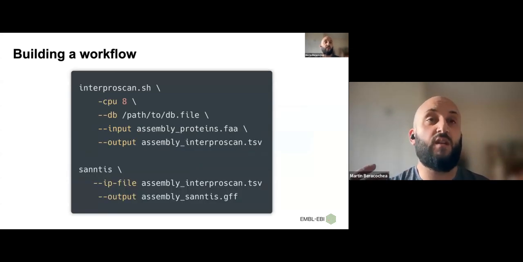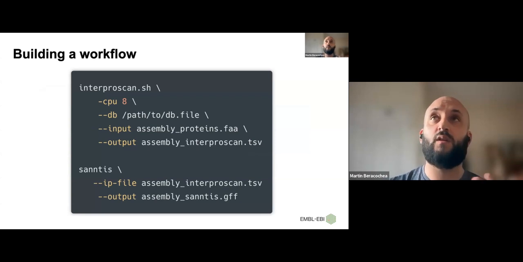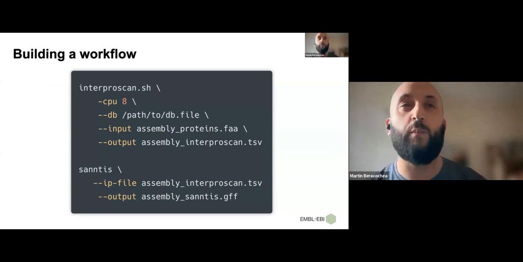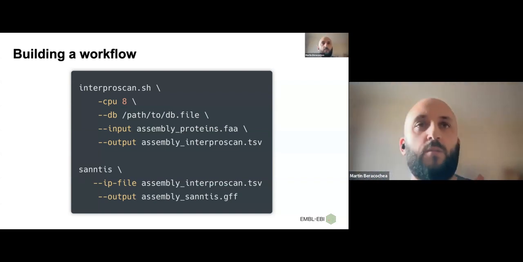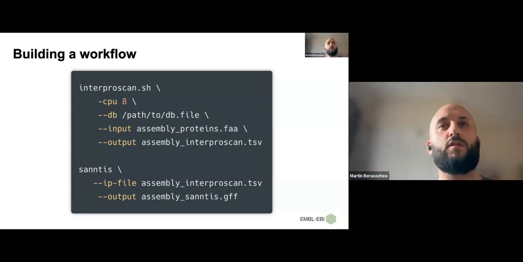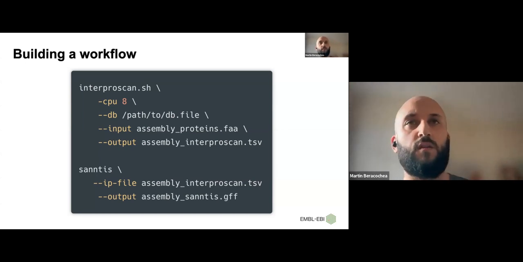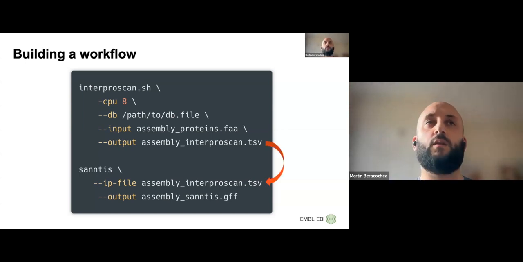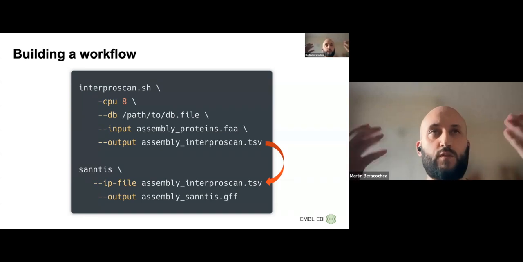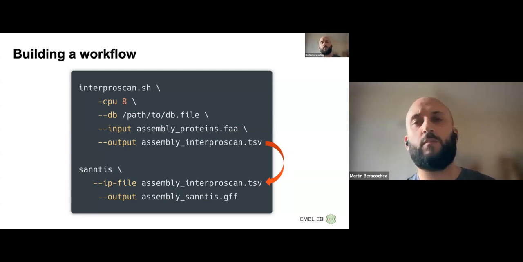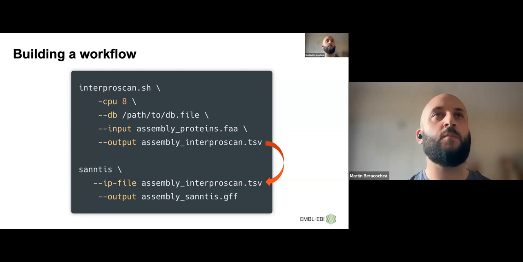You notice that you need to start running this for many different assemblies, so you stitch them together in some kind of bash file, probably. You run InterProScan first, and then Santis afterwards. There's a dependency between these two tools: the output of InterProScan is an input for Santis. And that's fine. This probably works most of the time. It may fail every now and then, and you manually go and retry things, and everything looks good.